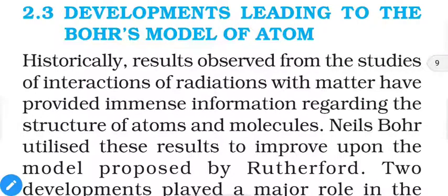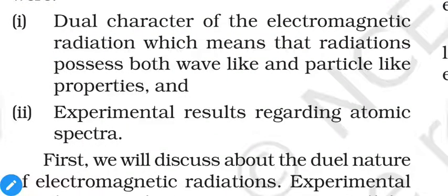of the atom. Historically, results observed from the studies of interaction of radiation with matter have provided immense information regarding the structure of atoms and molecules. So Niels Bohr utilized these results to improve upon the model proposed by Rutherford. These two developments played a major role in the development of Bohr's atomic model. First is the dual character of electromagnetic radiation, which means that radiation possesses both wave-like and particle-like properties, and the second one, experimental results regarding atomic spectra.